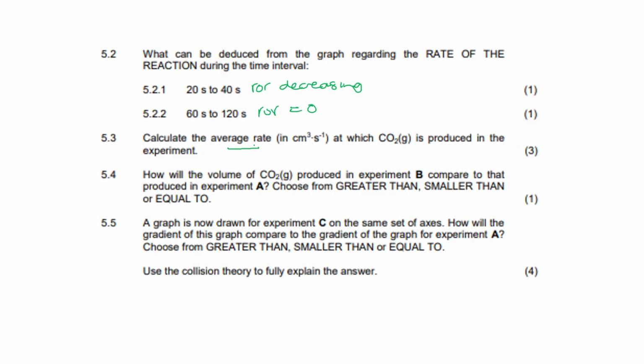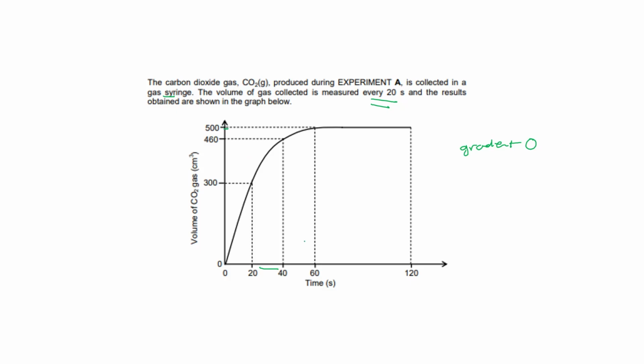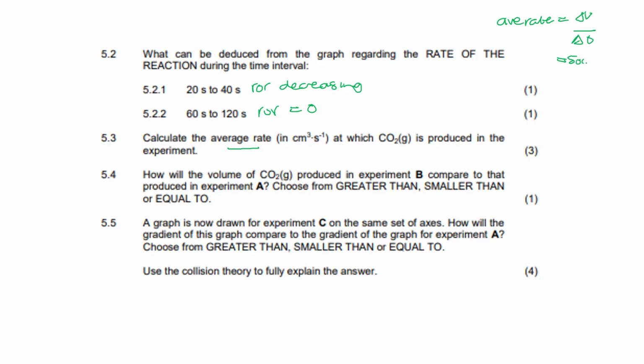5.3. Calculate the average rate at which carbon dioxide is produced in the experiment. Okay, so how do we calculate average rate? Like that. So we take 560 and 0 and 0. So it's going to be 500 minus 0 over 60 minus 0, and that should give me 8,33 centimeters cubed per second. 5.4. How will the volume of carbon dioxide gas produced in experiment B compare to that produced in experiment A? Use greater than, smaller than, or equal to, and that will be equal to.